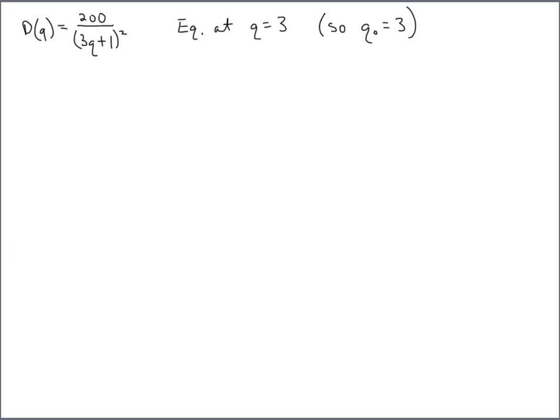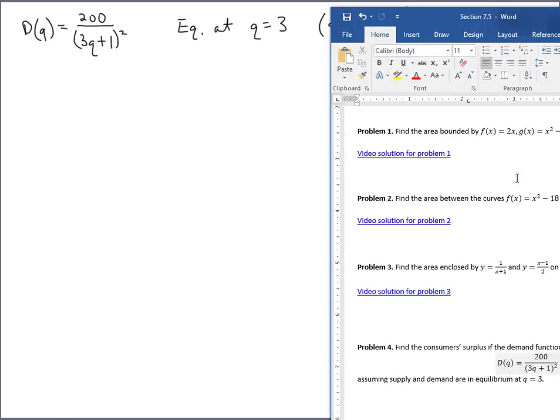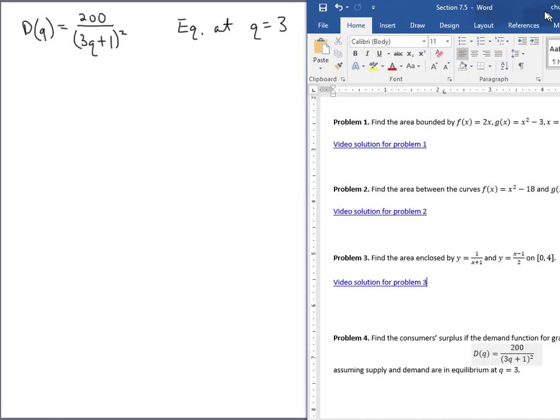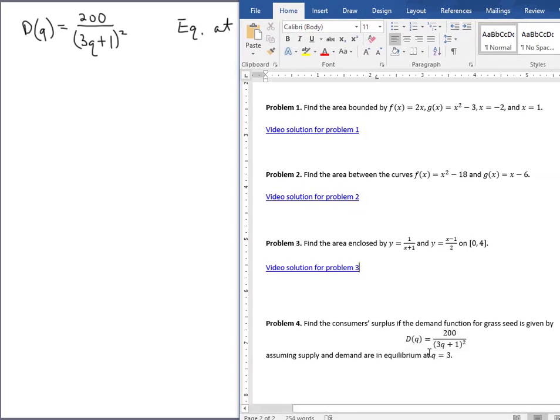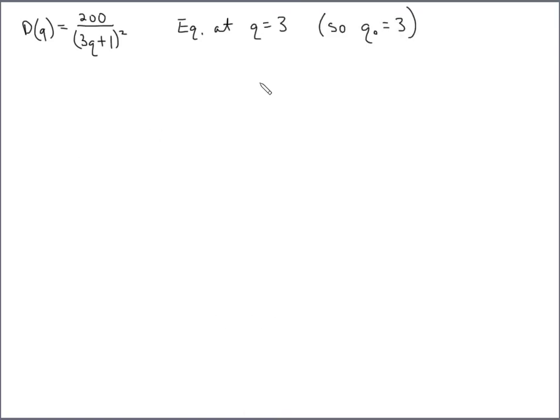Looking at problem 4 on the 7.5 worksheet. So we're given the demand function for some grass seed, and we're supposed to find the consumer surplus for this. They tell us that supply and demand are in equilibrium when Q is 3, so in other words that means that Q naught is 3 for our formula.